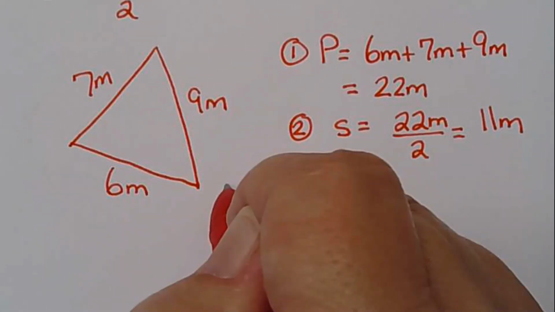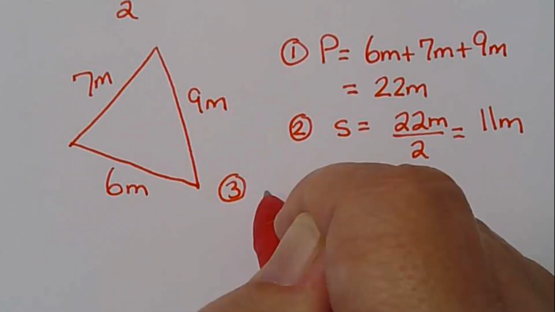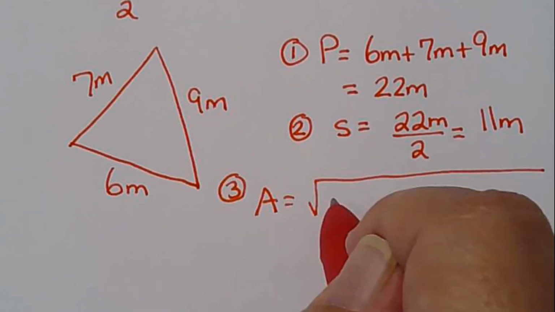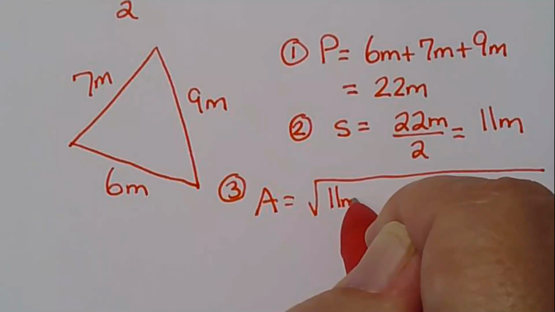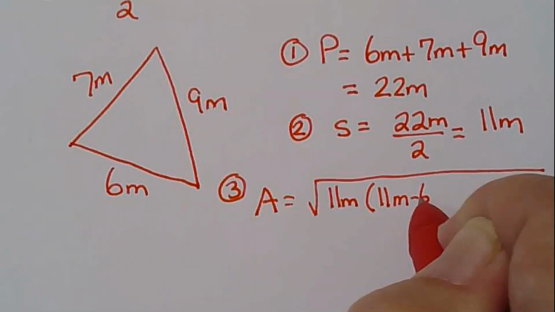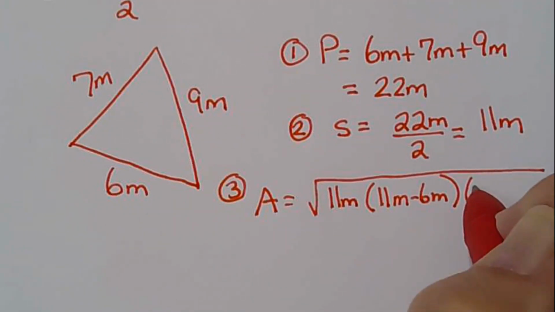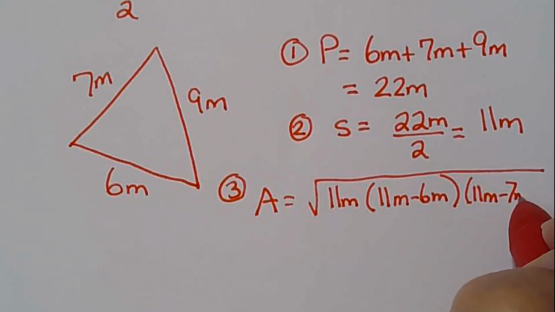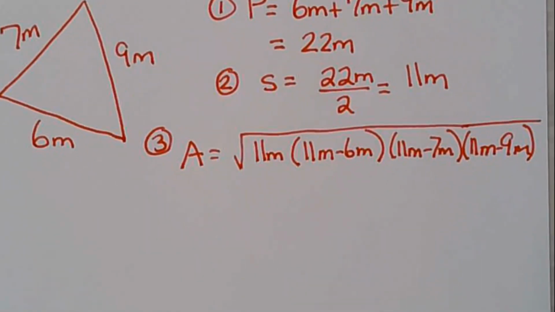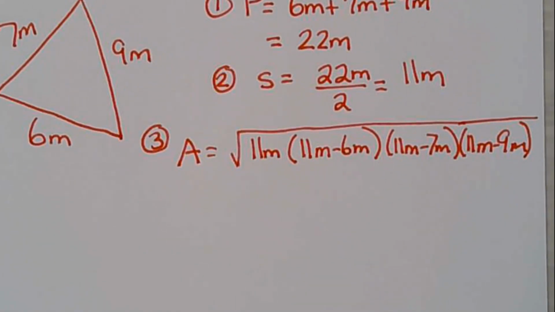Step 3, we just plug everything into the formula. S is 11 meters. So then we have 11 meters minus 6 meters, 11 meters minus 7 meters, and 11 meters minus 9 meters. Extend my square root. And it doesn't matter what order you put the sides in, because we're going to do subtraction and multiplication with each one.